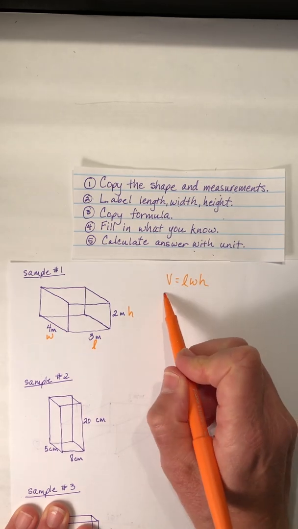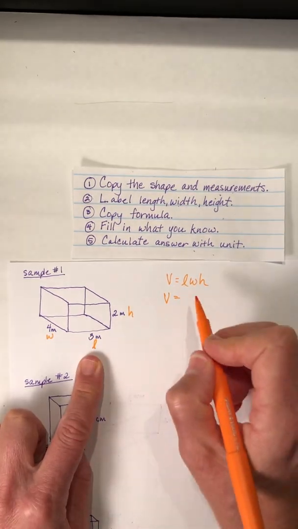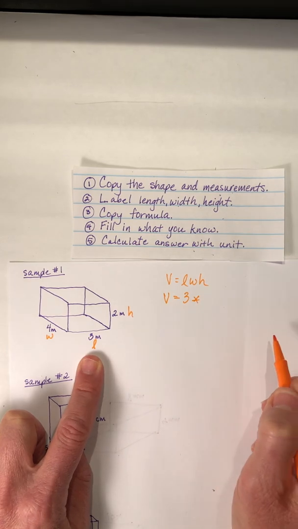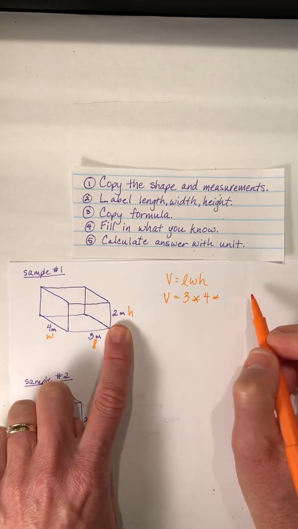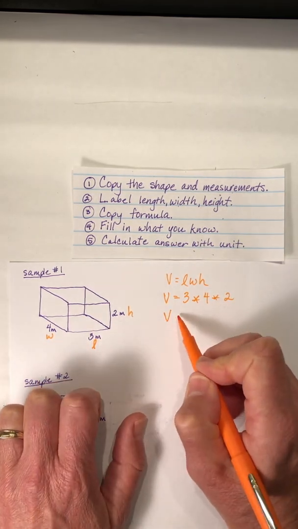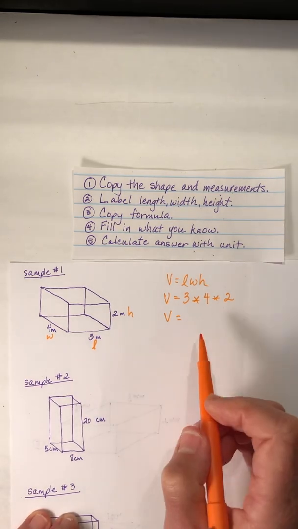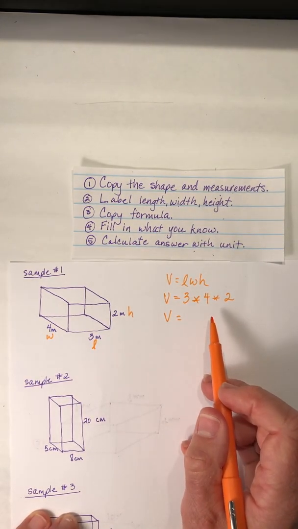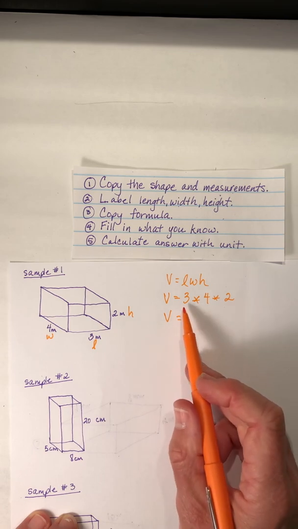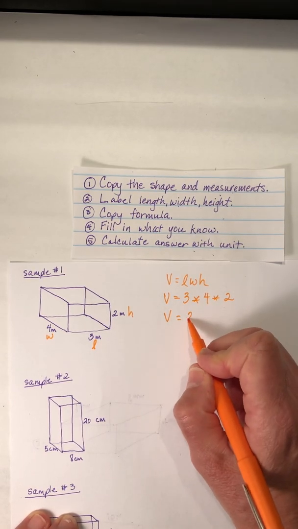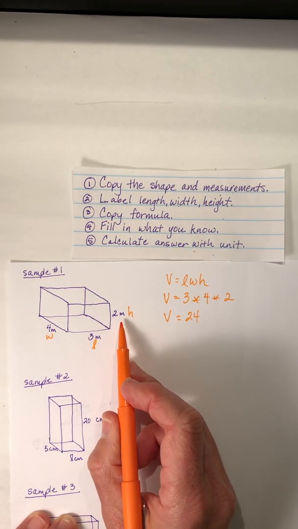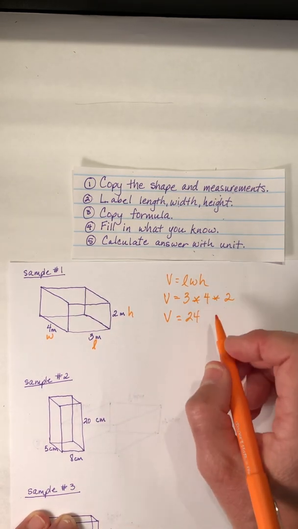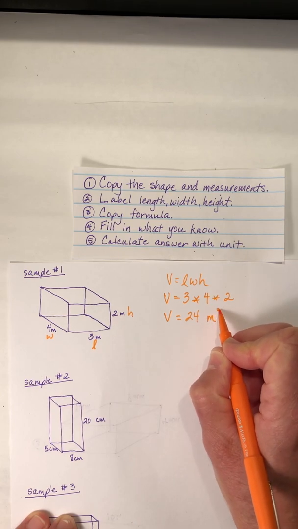So the volume is equal to my length, which is 3, my width, which is 4, and my height, which is 2. You've got your calculator. You are multiplying all of those numbers together, and 3 times 4 times 2 is 24. We're measuring in meters, and what we mean is how many cubes that are a meter on each side. So the volume of this would be 24 meters cubed.